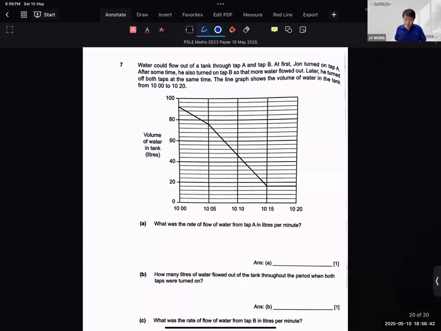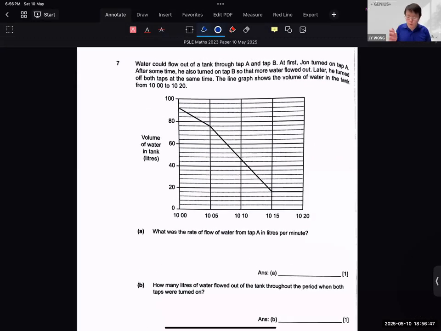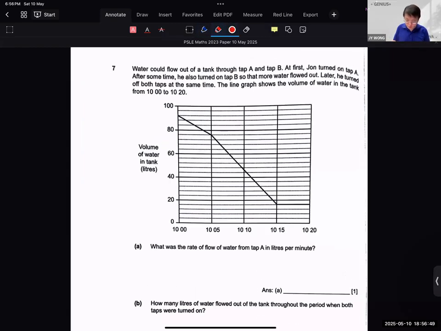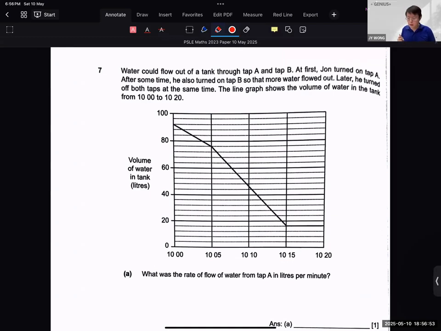This question is not very difficult, but you must understand the logic of the question. Okay? Water flows out of the tank through tap A and tap B.